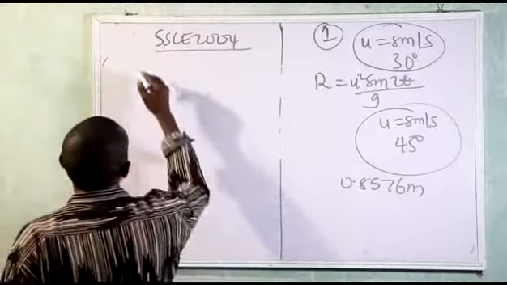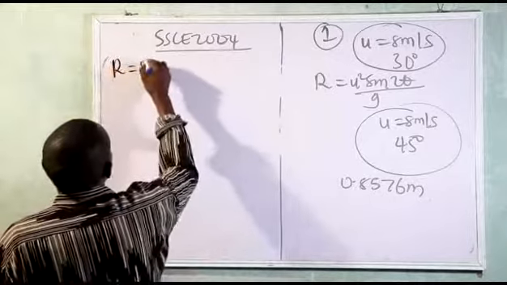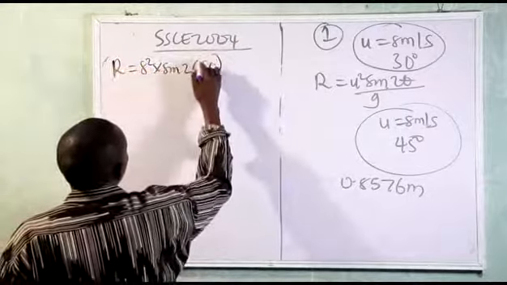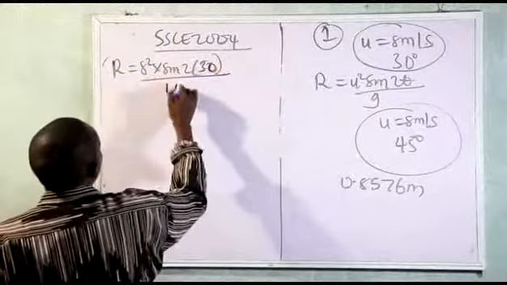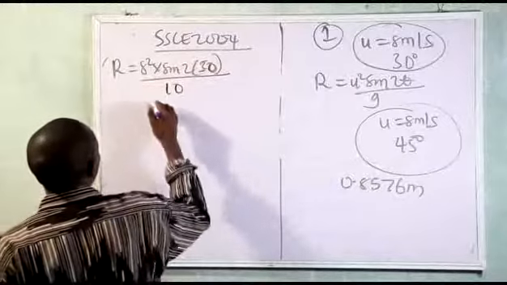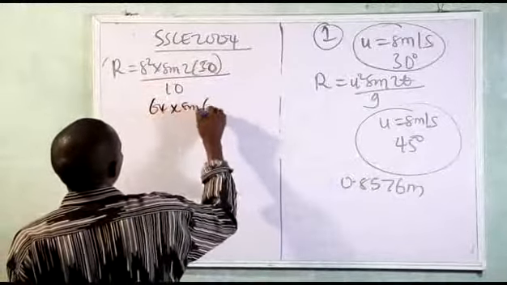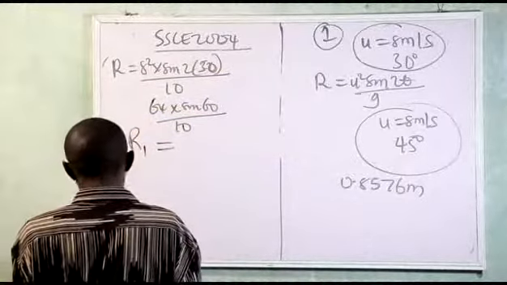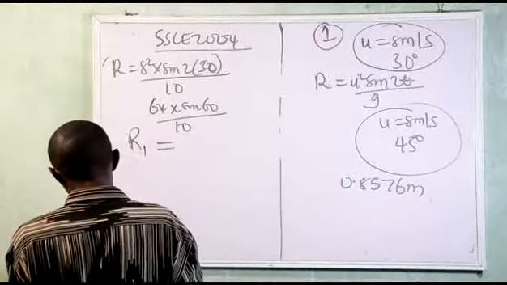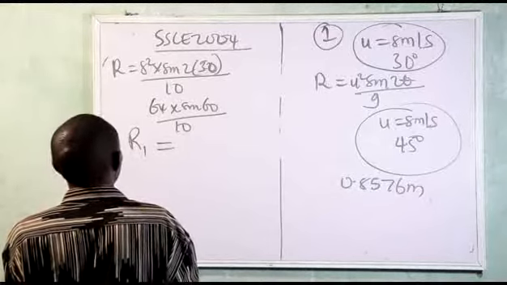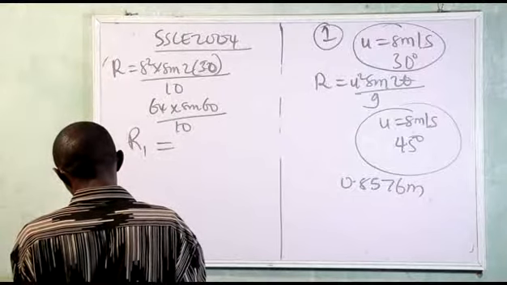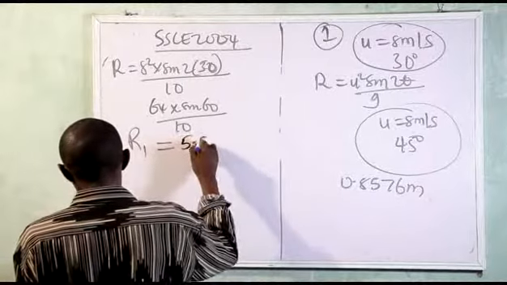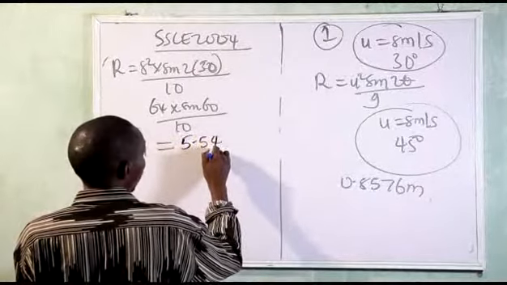So, the first attempt: R equals U squared sine 2 theta over g, which is 64 times sine 2 times 30, that is sine 60, over 10. Our first range, R1, is sine 60 times 64 divided by 10, which is 5.54.